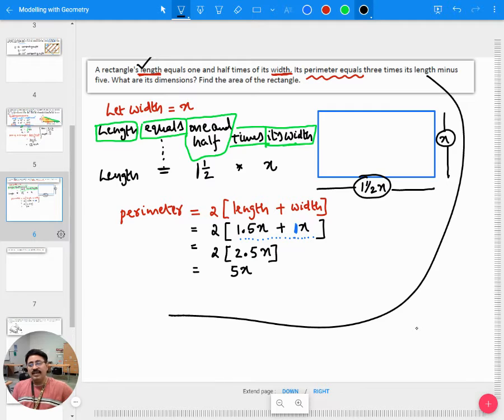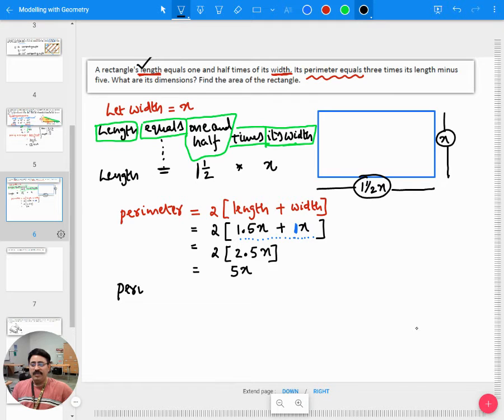Now, perimeter equals 3 times the length. So let me write the statement here. Perimeter equals 3 times its length minus 5.